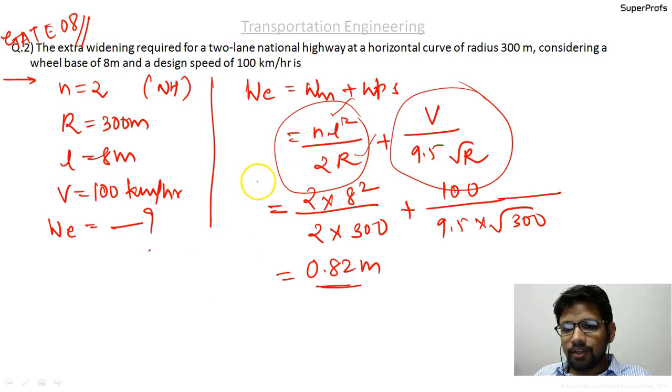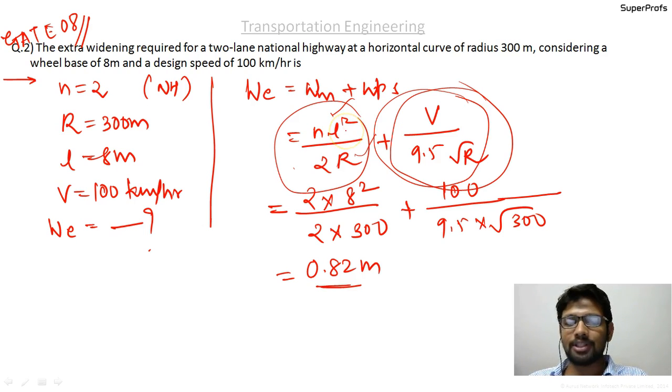Either you can remember the derivation for this, or you can simply remember that it is NL square upon 2R. It's very easy to remember. The psychological widening formula, V upon 9.5 root R, is slightly difficult to remember, but I always suggest that you use some trick on your own. I have my own trick to remember this formula, and you should find your own trick to remember it. And I know you guys are very expert at remembering such tricks.